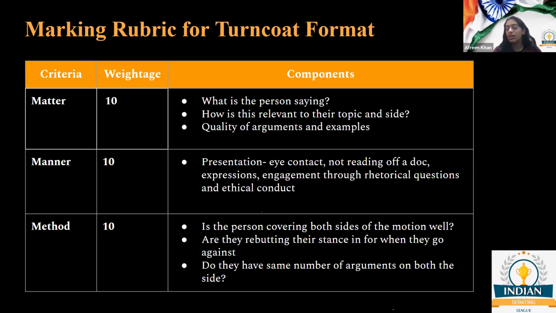The last thing is method, where it is seen whether or not you're sticking to the proper time limit that has been given to you. Did you actually speak an equal number of arguments for both sides? Did you actually create a balance in your conclusion? And did you try rebutting your own argument in your speech? So all of that is going to be seen in method. So matter, manner, and method are the 3 criteria for how the judges are actually scoring you.